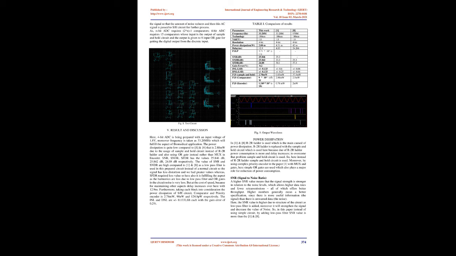Along with this circuit, a low-pass filter is added. A low-pass filter, LPF, attenuates content above a cut-off frequency, allowing lower frequencies to pass through the filter. Moreover, an amplifier is kept at the beginning to amplify the signal, or to strengthen the signal so that the amount of noise reduces, and then this AC signal is passed to the S/H circuit for further processing. As an N-bit ADC requires 2^N - 1 comparators, a 4-bit ADC requires 15 comparators whose input is the output of the sample and hold circuit, and the output is given to an 8 input OR gate for getting the digital output from the discrete input.